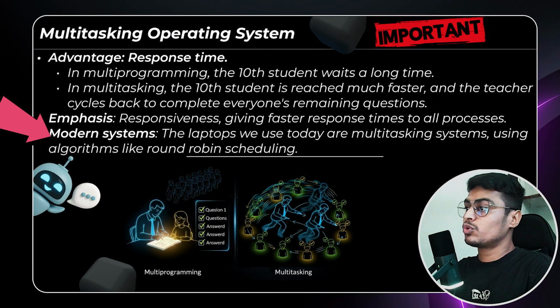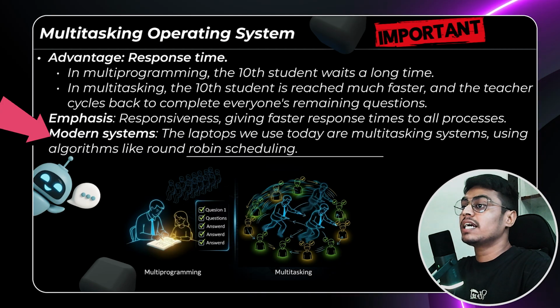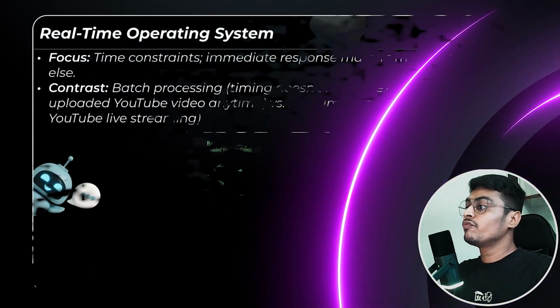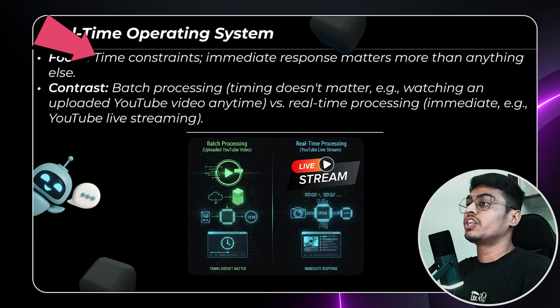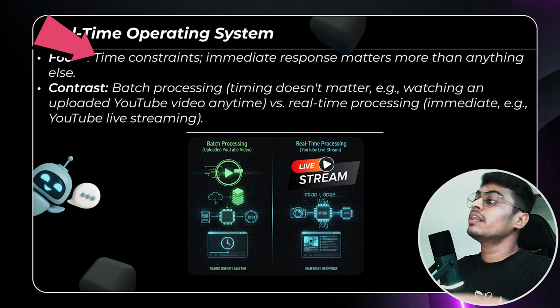The system we use today, like our laptops and PCs, uses multitasking with algorithms like round robin scheduling. Okay, now moving forward to real time operating system. Real time system focuses on time constraints. Immediate response matters more than anything else.